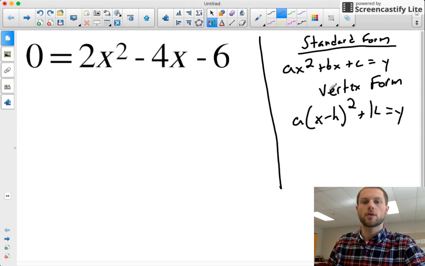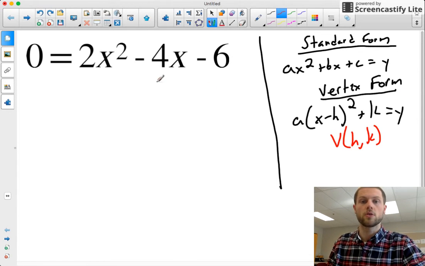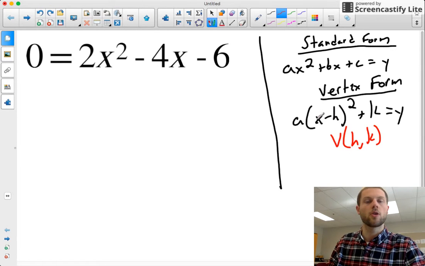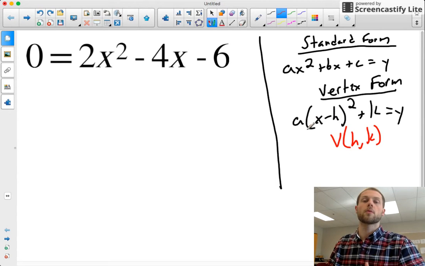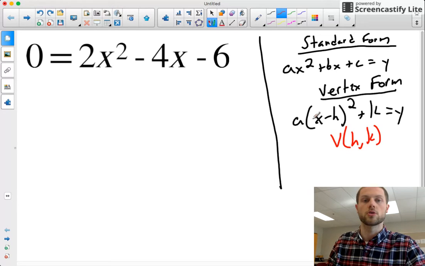Over to the right, I wrote what the standard form and vertex form of a quadratic equation are. Remember that the vertex is given by (h, k) in our vertex form. We know how to find the vertex in standard form. So if we do that, we can plug that vertex into our vertex form, and hopefully that'll look more like a solving-using-square-roots type of problem.